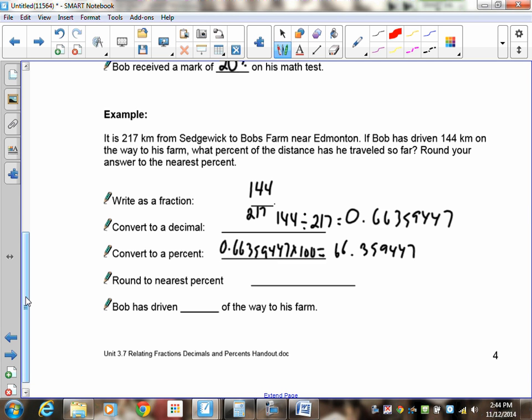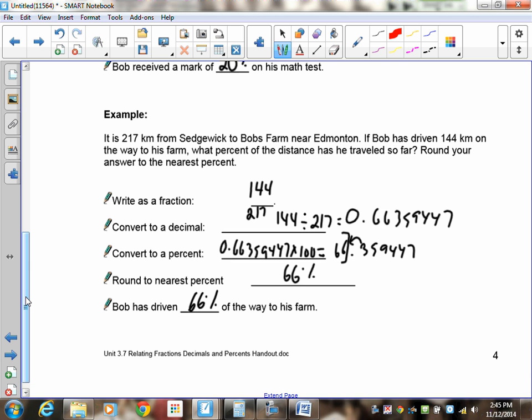Remember, the nearest percent would be right here. So does the 3 cause the 6 to go up? And the answer to that is no. It has to be 5 or greater, and it's not 5 or greater, which means this is going to be 66%. So, as a question, because this is a word problem, 66% of the way is how far Bob has driven.